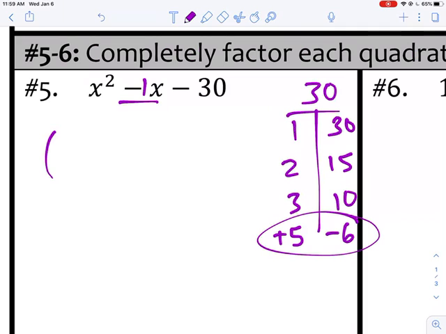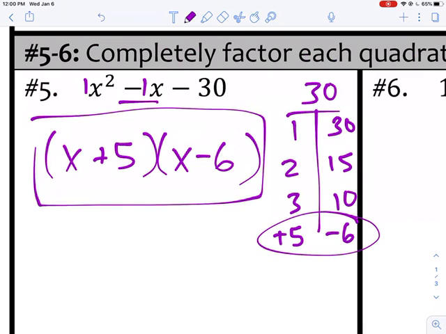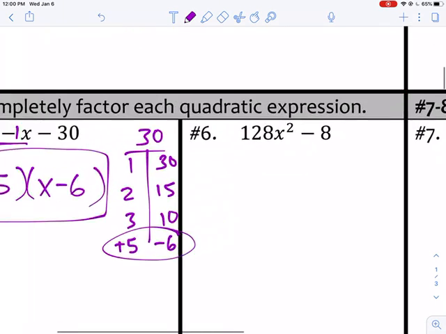It's our shortcut because A is equal to 1 here, so we can just jump straight to our factors and bring our plus 5 with us and our minus 6 with us. And again, the order on these does not matter.